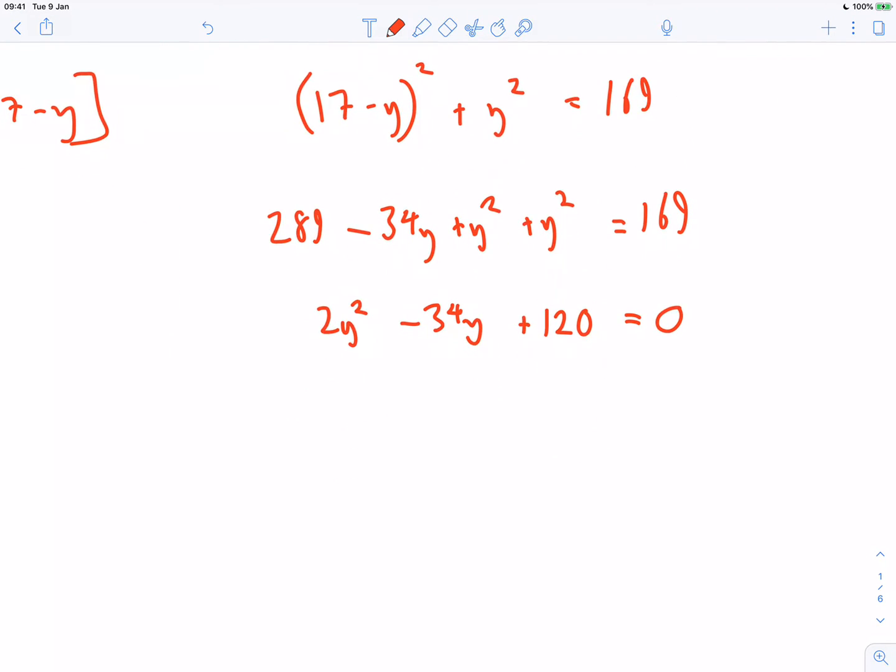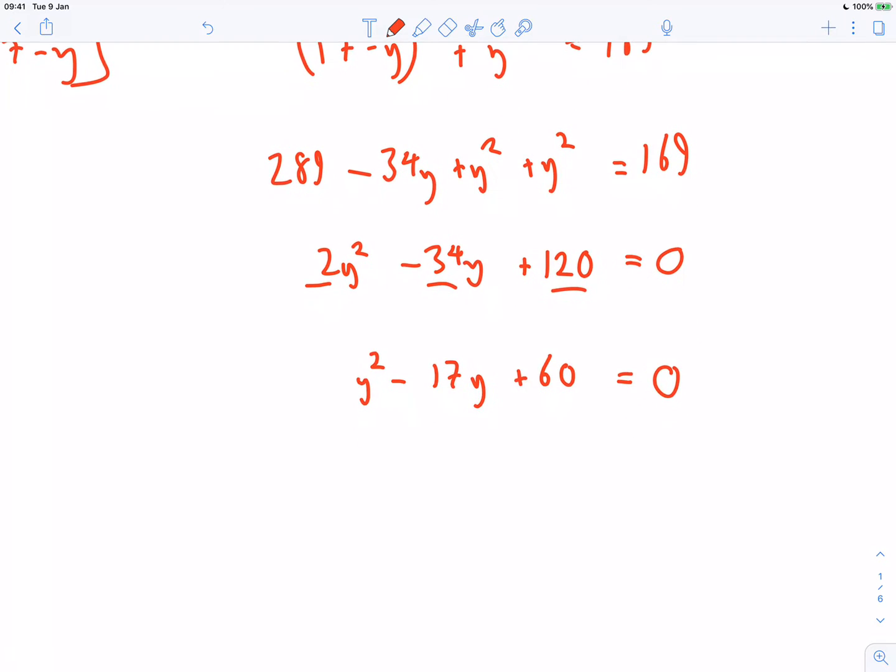I notice that all of the coefficients are even, so I can divide everything by 2, because 0 divided by 2 is still 0. So this becomes y squared minus 17y plus 60. And then I notice, what two numbers add to minus 17 and multiply to positive 60? That's going to be y minus 5 times y minus 12. So y can either equal 5 or 12.